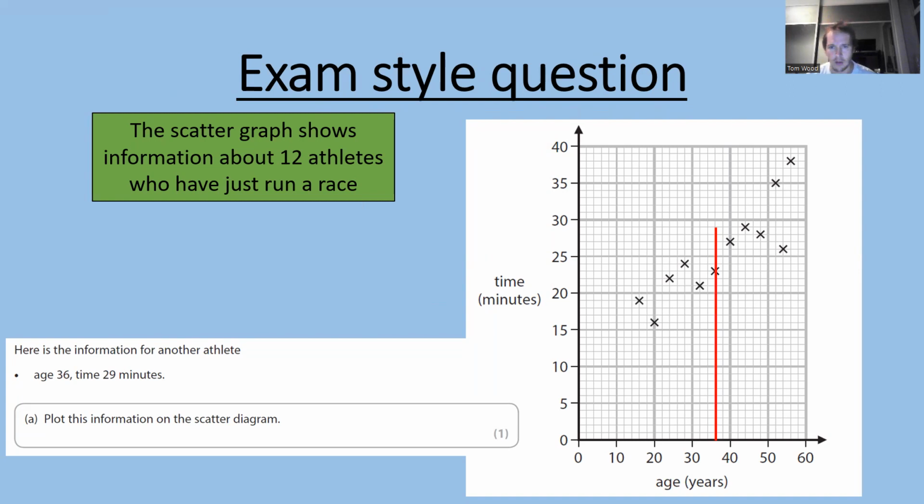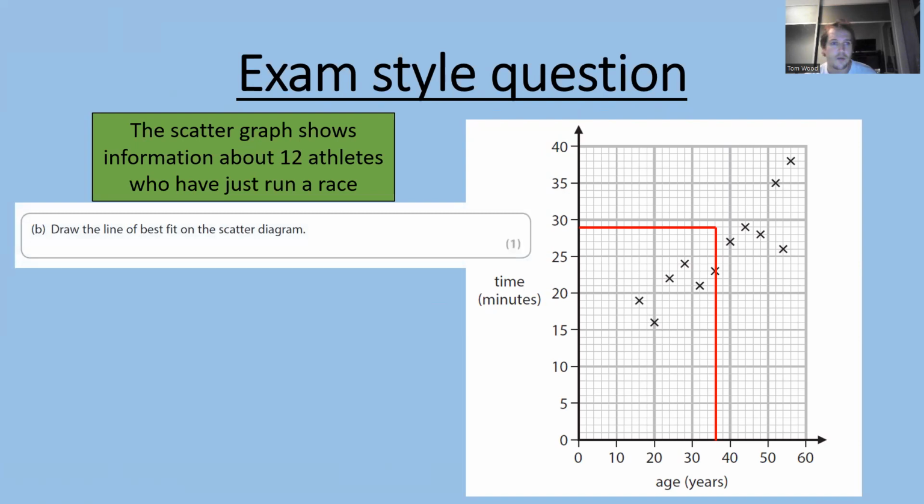What I'm then going to do is go up and find time in minutes. Okay, there is a 25, 26, 27, 28, 29. It's going to be there. I'll draw my line across, and then that's where I'm going to put my mark. You can leave your construction lines in. You don't have to. You're not going to win or lose any marks there. So long as you've got a point at that apex there, you will get the mark. So that's part one of the question, part A.